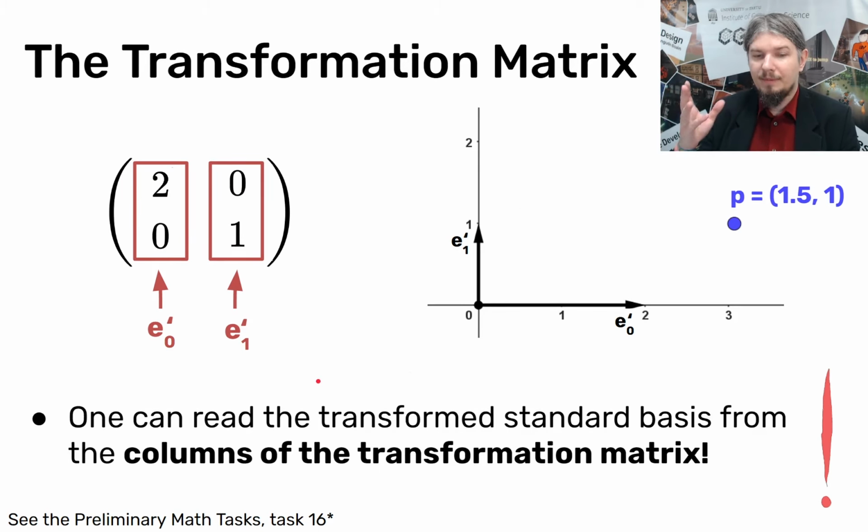Now if you look at the preliminary math tasks handout that you might have got, then task number 16 implies this result. It asks you to put the basis vectors into a transformation matrix-vector multiplication and see what the result is. And the result will be just the column of that transformation matrix.